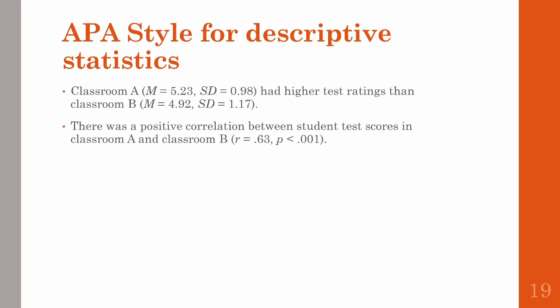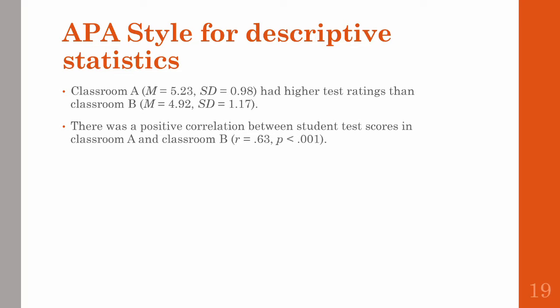Last thing for this video is how to describe these descriptive stats in APA style. Mostly you will report the mean for your measure of central tendency and standard deviation for your measure of variability. You use the initials M and SD, and they're in italics.